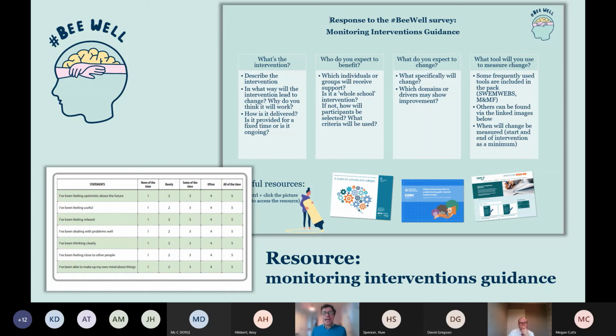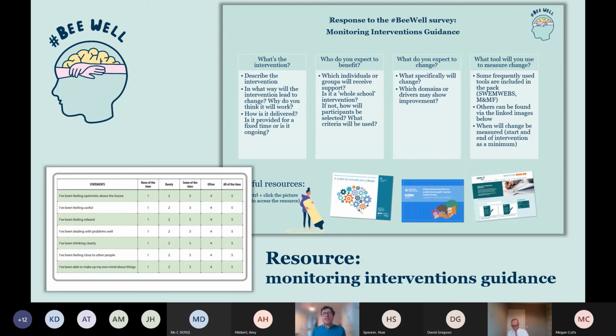Then thinking about who's going to get it. So is it targeted or is it whole school? Thinking about selection and criteria for selection. And then from that, thinking about actually what is the expected change. So do you expect well-being to improve? Do you expect anxiety to be reduced? These are the kind of things that you might want to see.